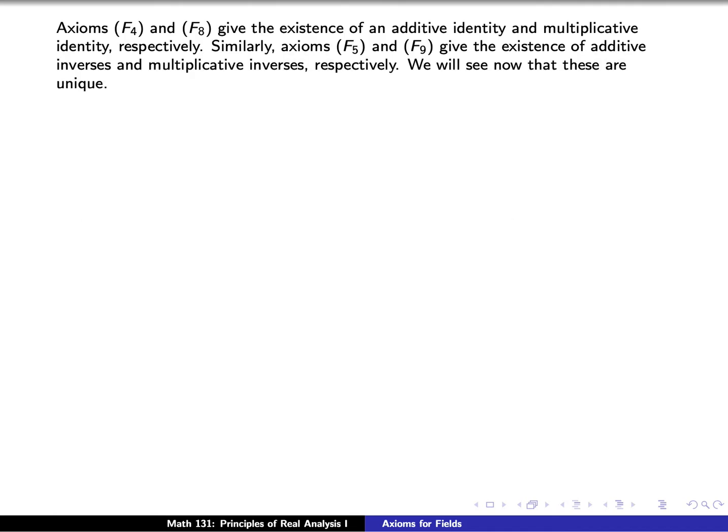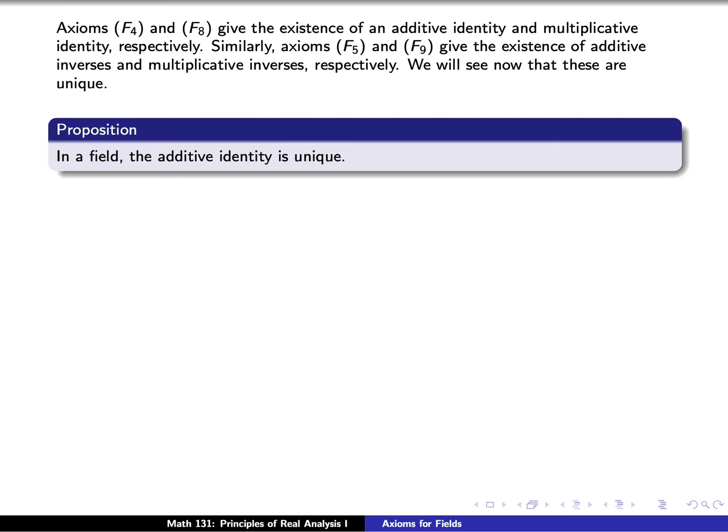Well, let's consider in particular axioms F4 and F8. F4 says something about having an identity under addition, and F8 says something about having an identity under multiplication, namely the existence of 0 and 1, respectively. What we'd like to do now is prove that 0 must be a unique element and 1 must be a unique element.